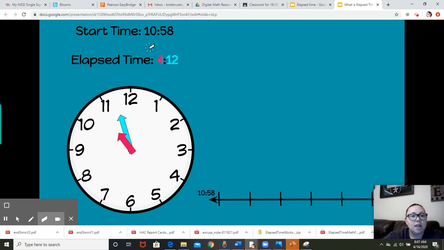Okay, so this time my starting time is 10:58. If you look here at my clock, it's not really at the 11 yet. It's almost to the 11, but it's still not at the 11. So it's right down here at the 10, and then right here, it's kind of in the middle. So I guess it was like 10:58. I'm going to do 4 hours and 12 minutes.